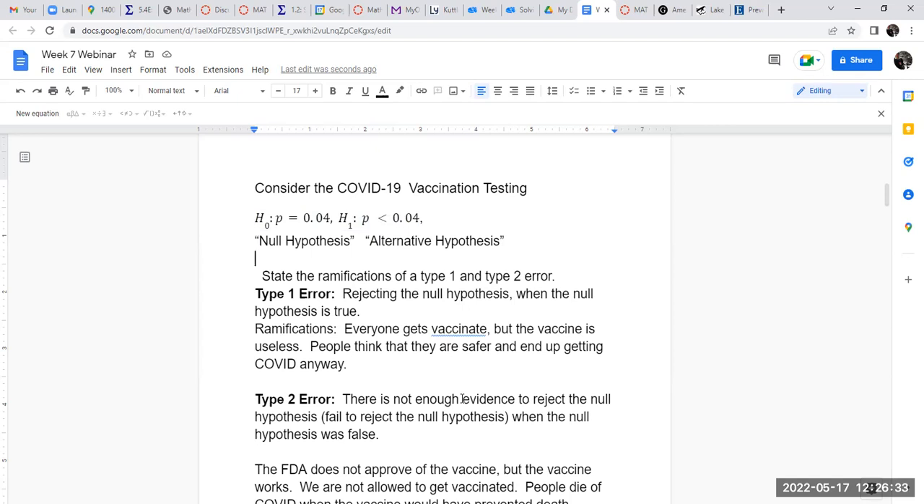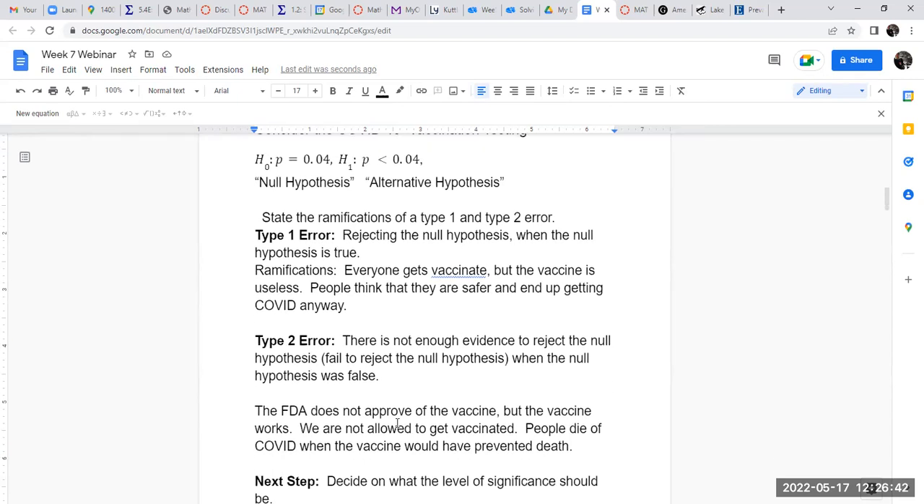And if there's not evidence to say it's true, what's going to happen? The FDA won't pass it. The FDA won't approve the vaccination. So the FDA does not approve the vaccine, but the vaccine works. So we're not allowed to get vaccinated. People die of COVID when the vaccine would have prevented death. Is that good? No, that's bad too, right?